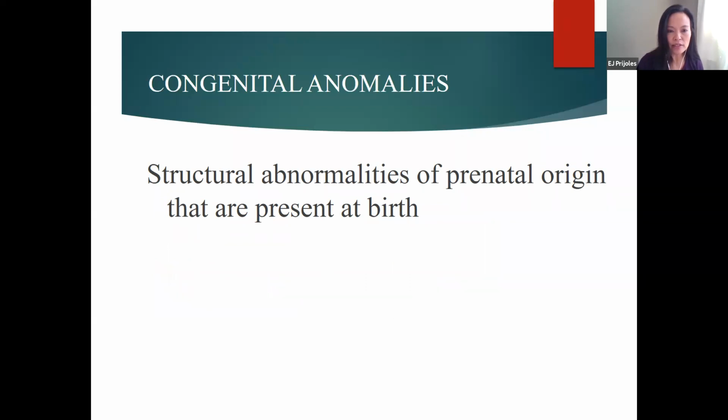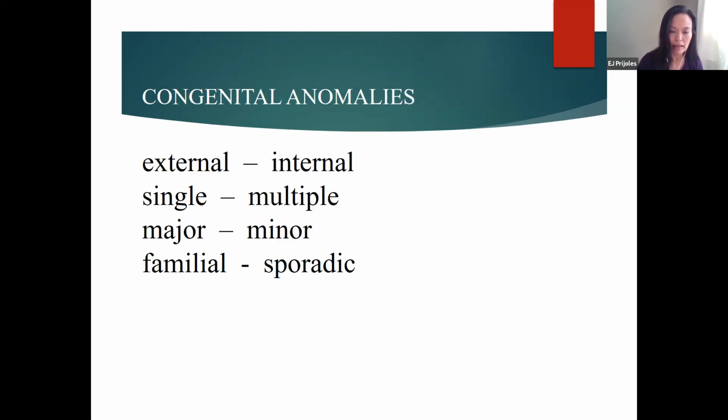So congenital anomalies are structural abnormalities of prenatal origin that are present at birth. And they can be external, so easily visible, internal, and may need some additional imaging to identify, single, meaning isolated, or multiple birth defects affecting one individual, major or minor, familial or sporadic.